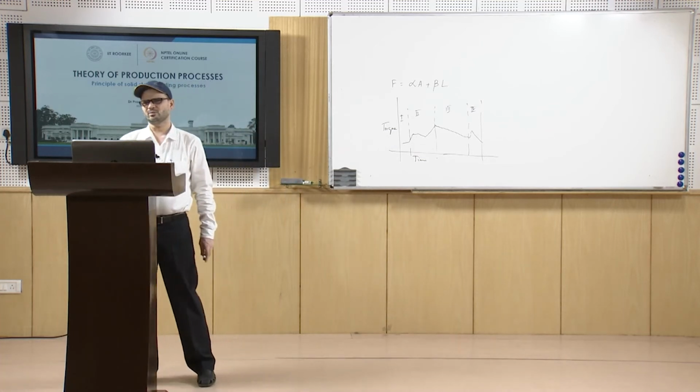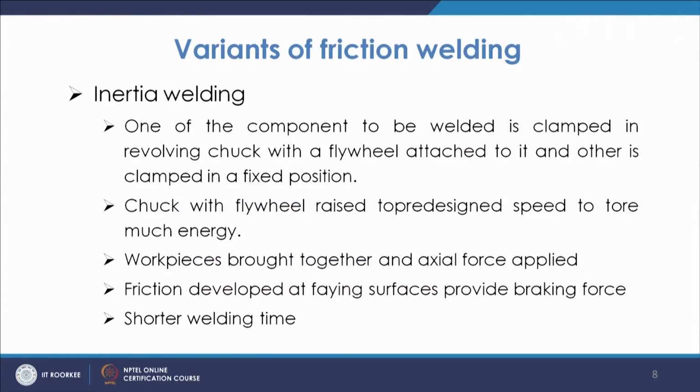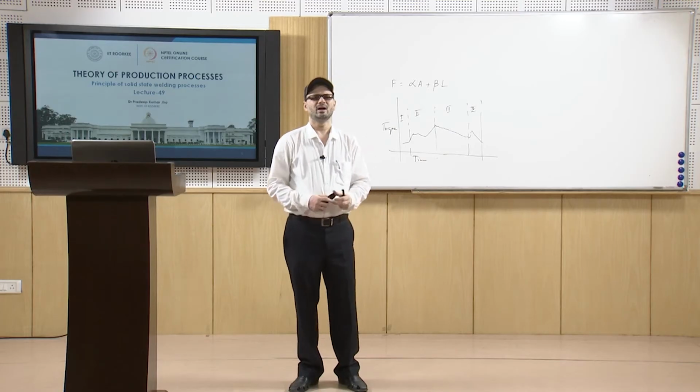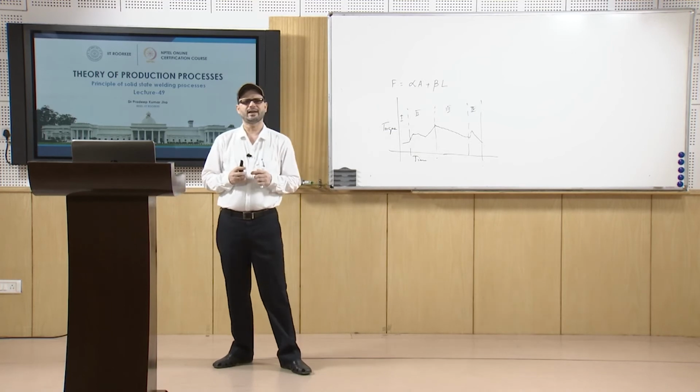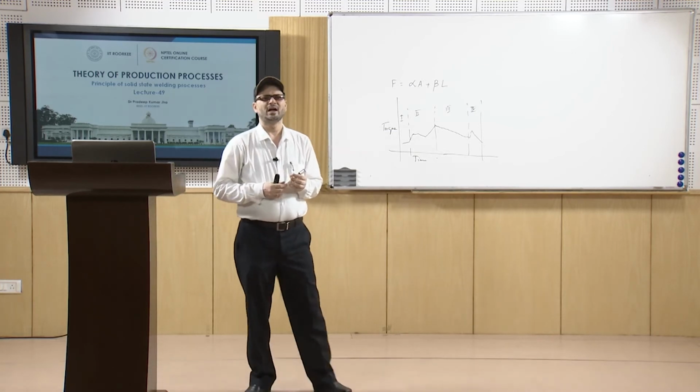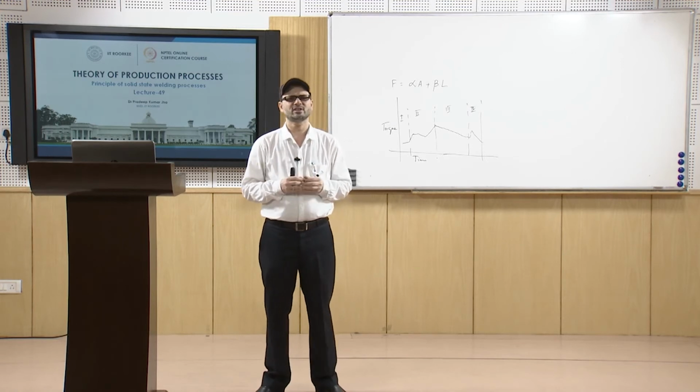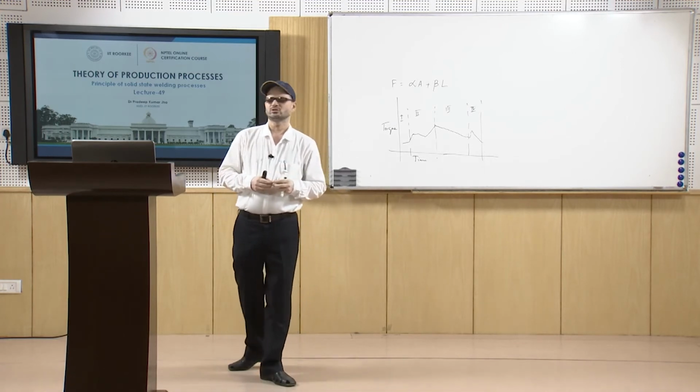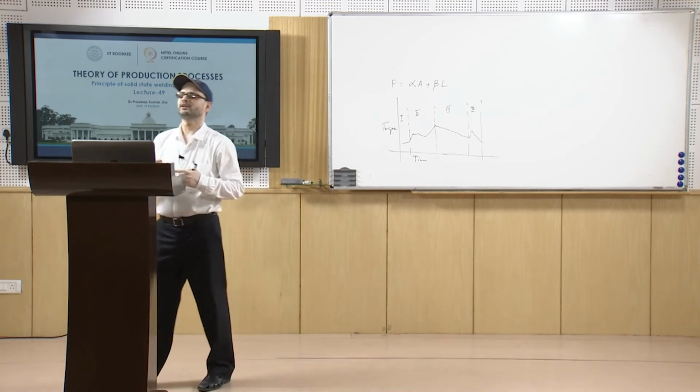In the case of inertia welding, one of the components to be welded is clamped in a revolving chuck with a flywheel attached to it, and the other is clamped in a fixed position. The chuck with the flywheel is raised to a pre-designed speed so as to store much more energy. After that, the workpieces are brought together, and axial force is applied, and friction is developed at the faying surfaces, which provides the braking force. So, that is how this welding takes place.